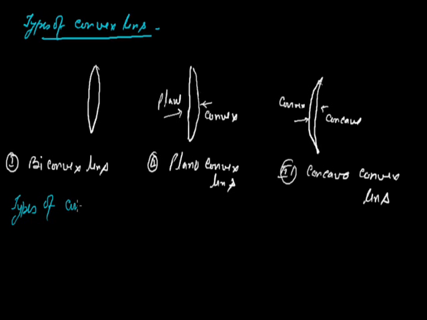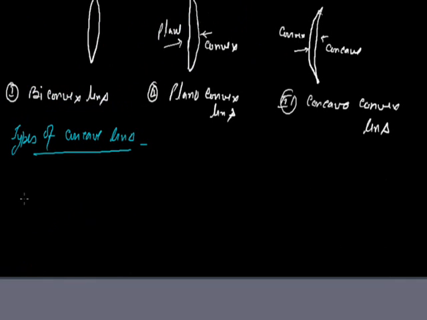Concave lens. It is also three types. Number one is biconcave, both the surfaces are concave. First is plano-concave, biconcave, and convexo-concave.